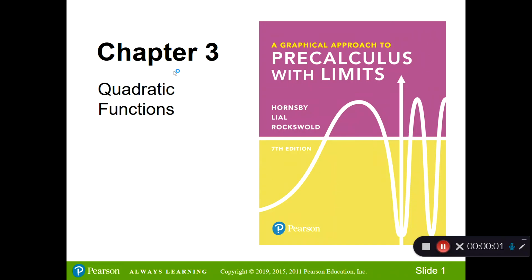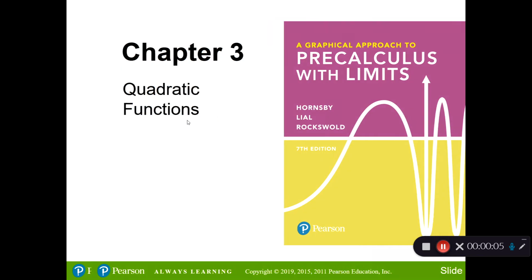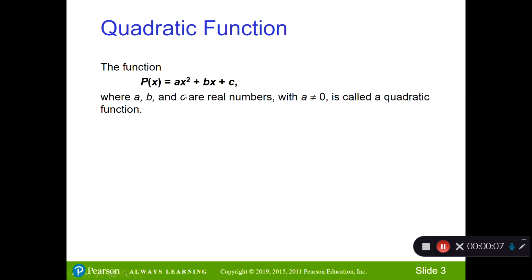One of our favorite topics from math, quadratic functions. So to remind you, a quadratic function is one in which the highest exponent appearing on the variable is a 2, and that term must be there, so the coefficient a cannot be 0.